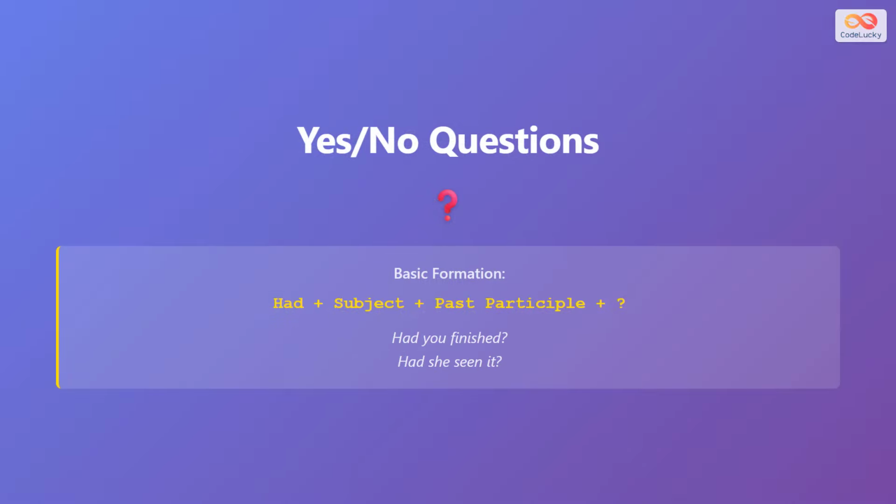To make yes or no questions in past perfect, put had before the subject. The structure is had plus subject plus past participle plus question mark. For example, had you finished? Had she seen it? These questions expect a yes or no answer, with had in the beginning.